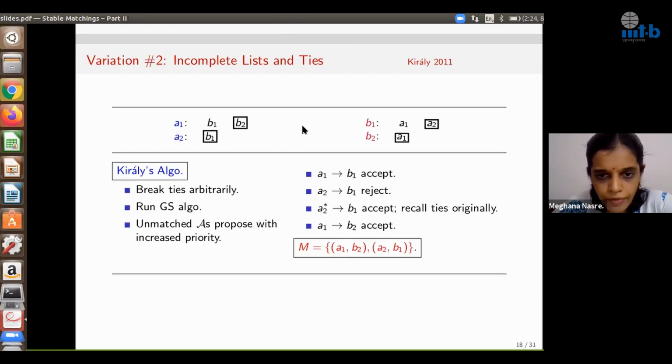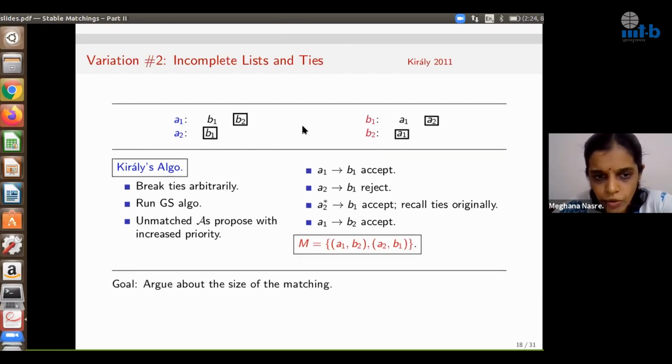Okay. So this is the matching, and our goal is to show that the size of the matching is good. That is, it is a good approximation to the maximum cardinality stable matching in the instance. And the way we are going to show this is by showing that there are no short augmenting paths with respect to the current matching.